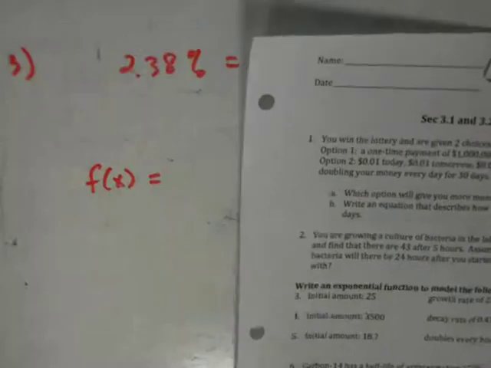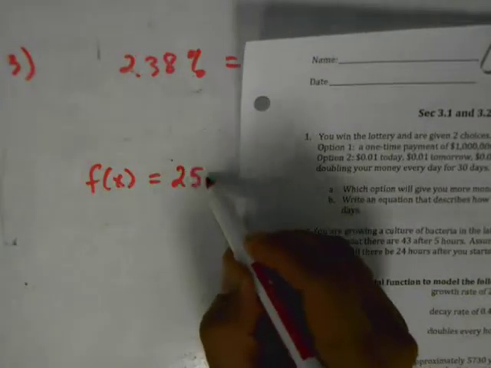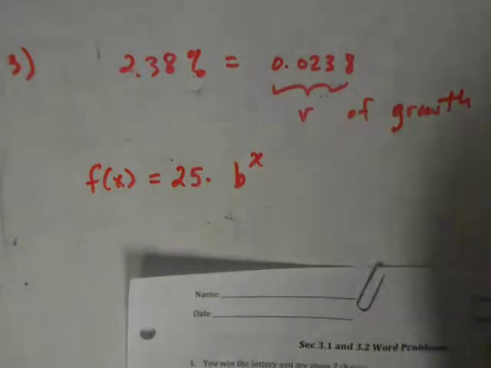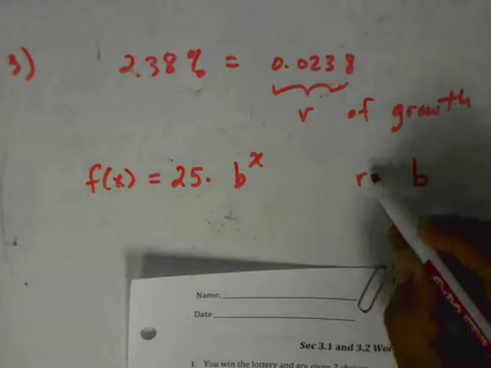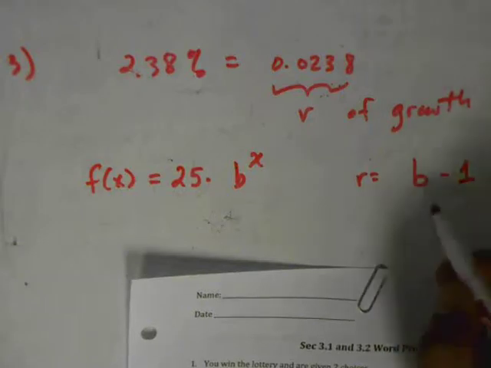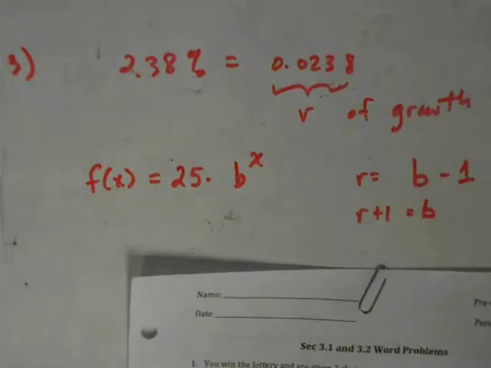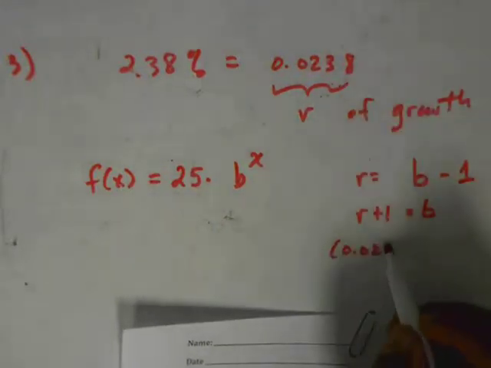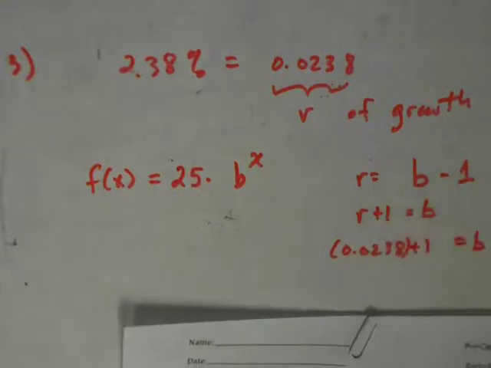The initial amount here is 25 times the base to the x. But remember from the previous video that the rate is equal to the base minus 1, so that means r plus 1 is equal to the base. So in this case, r is 0.0238, plus 1 is equal to the base.